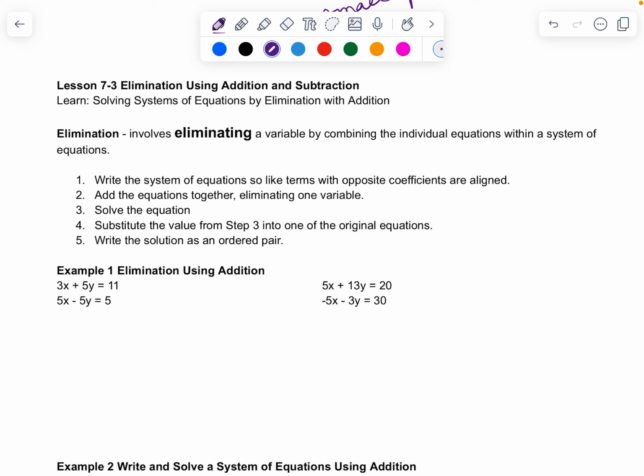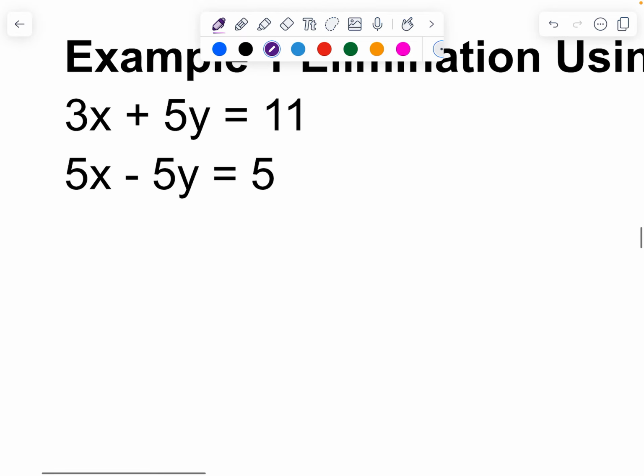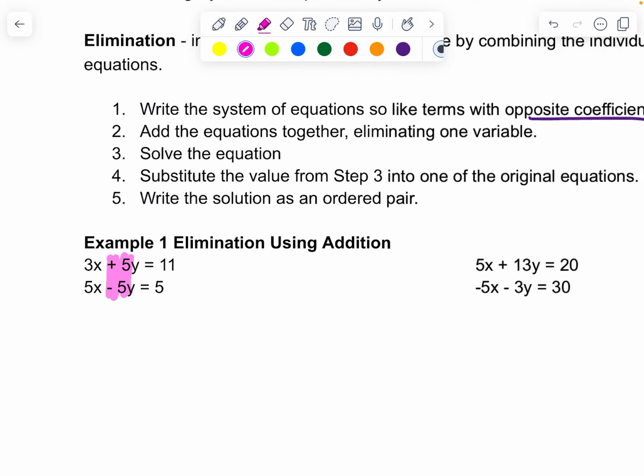Using addition and subtraction. Elimination means when you are eliminating a variable by combining the individual equations. Now, write a system of equations so that the like terms with opposite coefficients are aligned. So if I look at this, these two have opposite coefficients. Okay, so then I go to the next step.